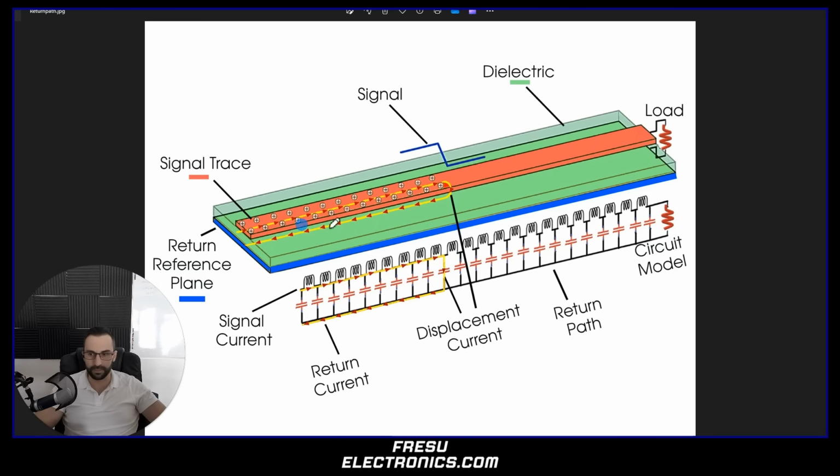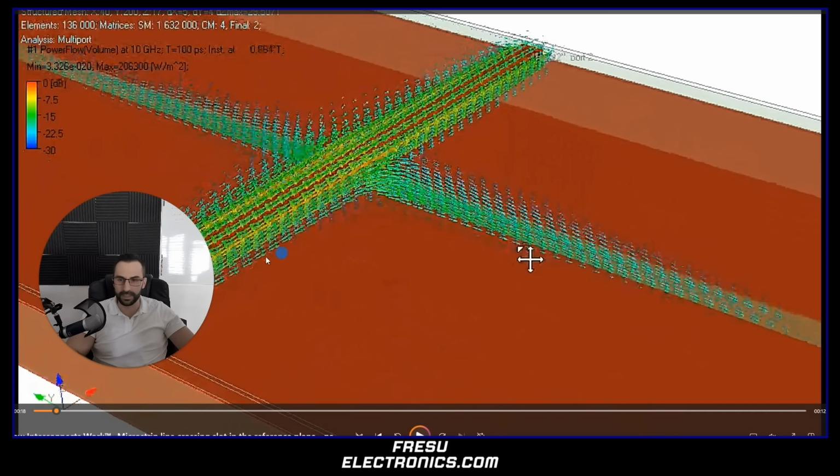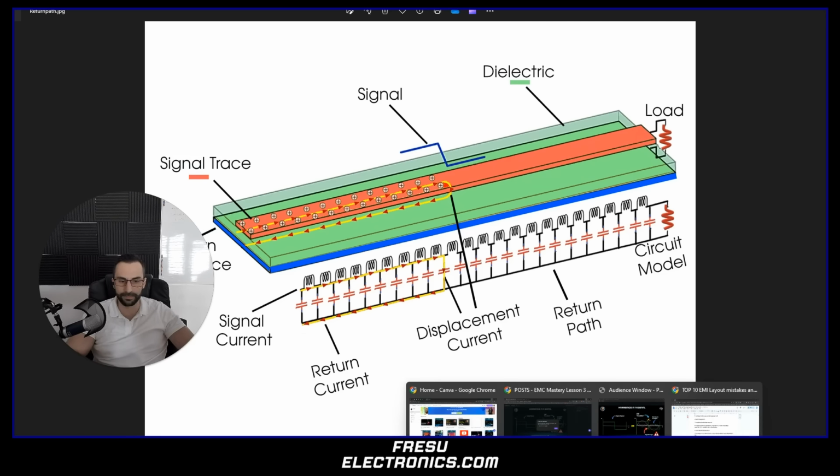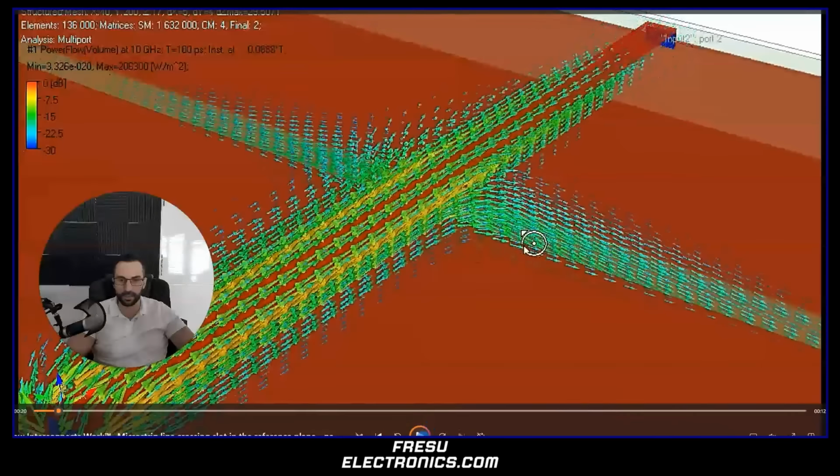So if we create a separation of the planes, what is going to happen? I'm going to show you what is going to happen with this simulation, where we have a signal trace which is going from one side to the other side of the board, and then we have a split in the middle of the plane. So imagine that this is the signal on the top, and then you have this plane on the bottom there, which has a cut in the middle. So what is going to happen? To show you, we're going to use this simulation.